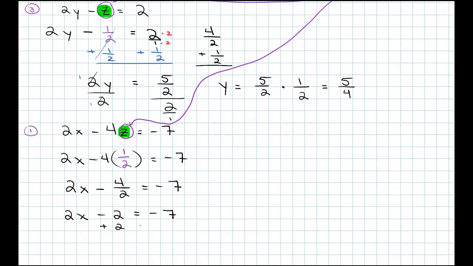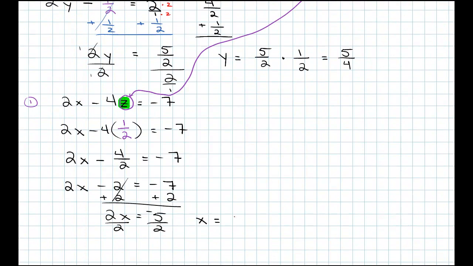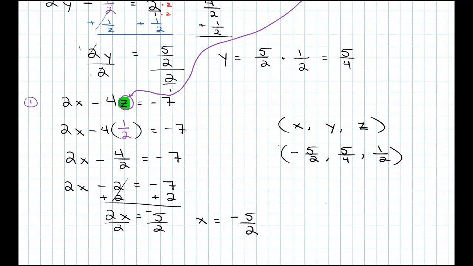I'm going to add 2 to both sides. And we'll be left here with 2x is equal to -5. Divide both sides by 2. And we get x is equal to -5/2. So my ordered triple, remember, you write it in terms of x, y, and z, in order of the alphabet. X goes first. So we're going to write -5/2 first, comma, 5/4, comma, and z was +1/2.